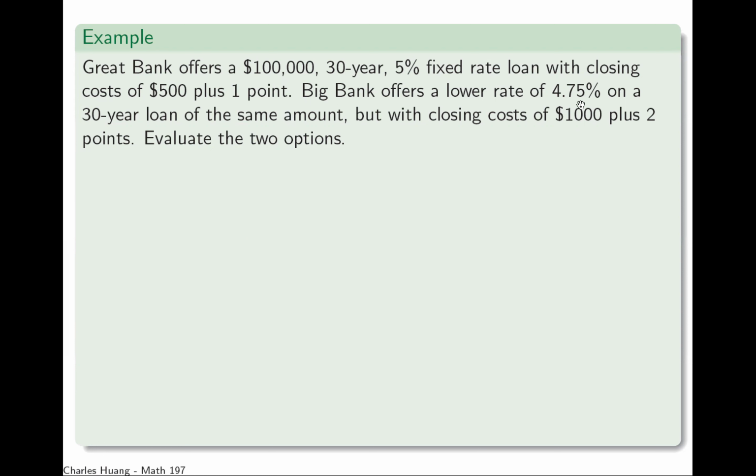Big bank offers a lower rate, but the closing cost is more. It's $1,000 plus 2 points. So 2% of the 100,000.